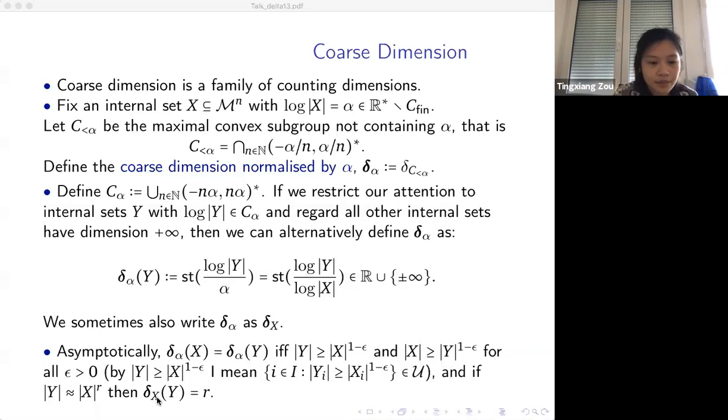And so the coarse dimension with respect to X of Y roughly gets the power of the size.